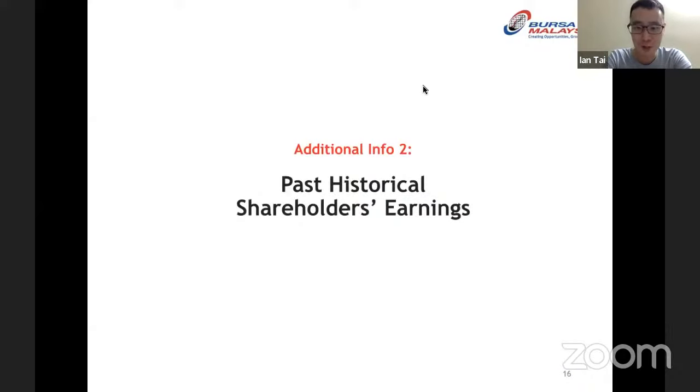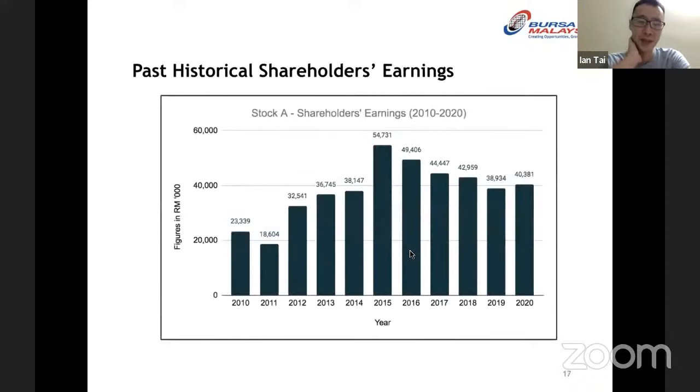Additional information number 2, the past historical shareholders' earnings. Okay, so I'm going to give you the earnings of stock A. This is the annual profits from the business of stock A. So here we go. As you can see, we have 11 years' worth of shareholders' earnings for stock A. And over here, I've actually prepared this graph.